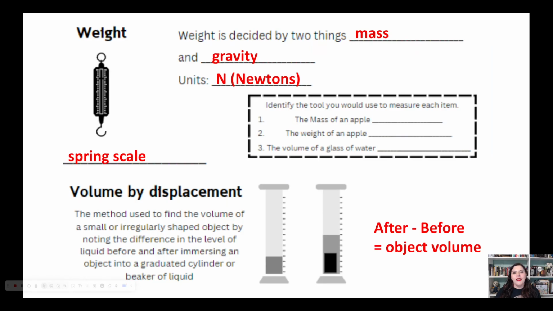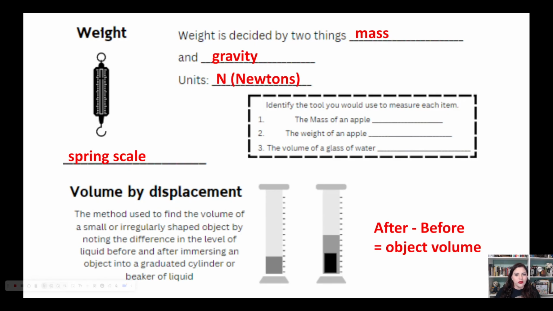Weight is going to be decided by two things, mass and gravity, right? This is why weight changes if you go to a different planet, right? Or if you go to the moon, you're going to weigh less because the moon has less gravity, okay? We're going to use a spring scale to measure weight, and it's going to be measured in newtons, okay?